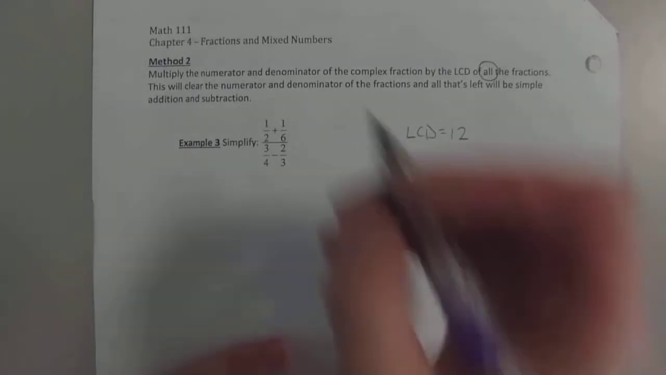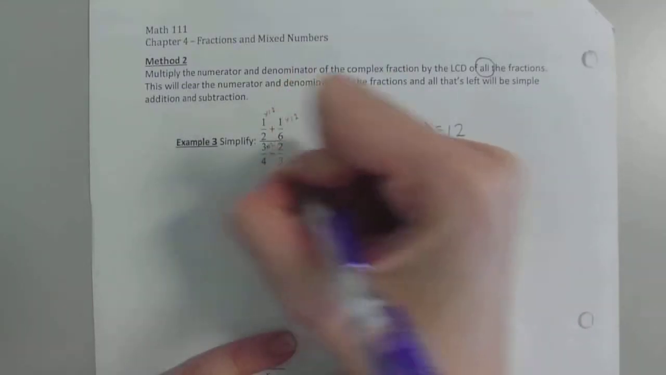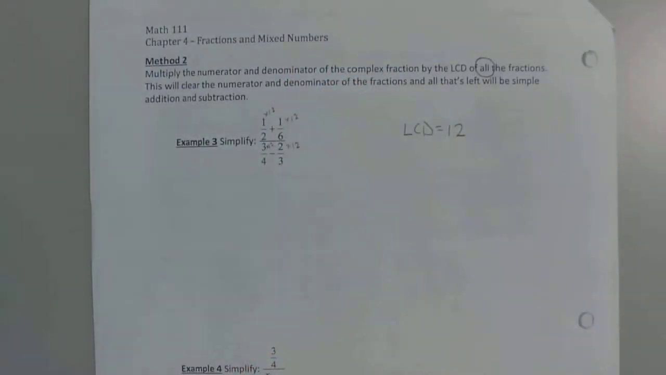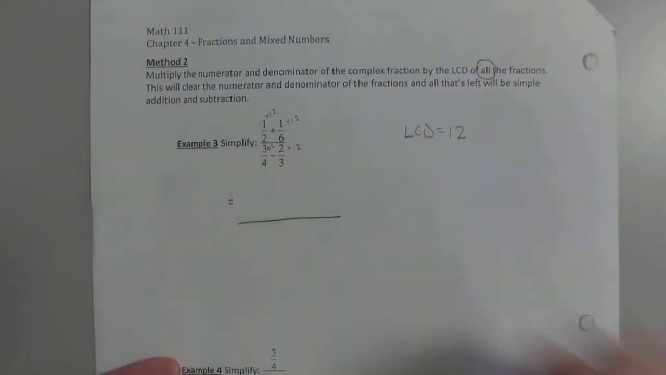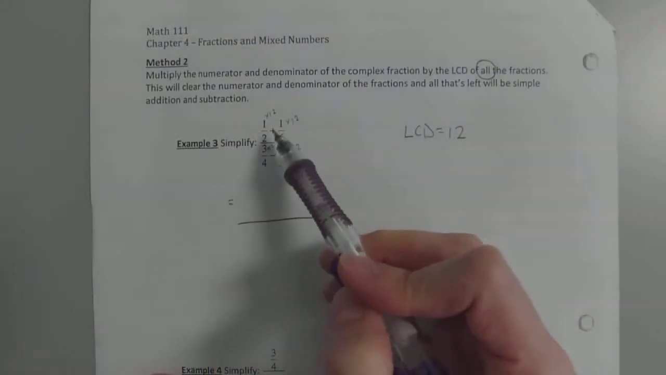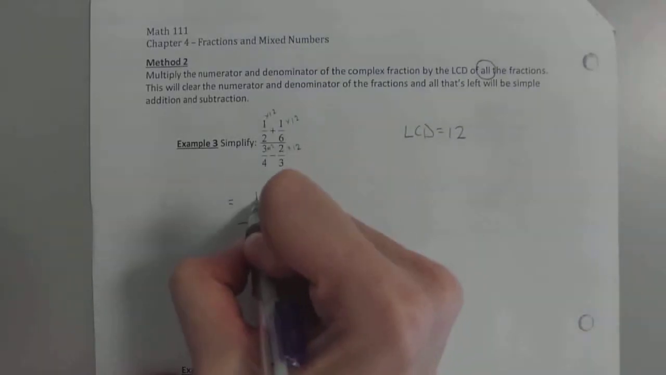So what we're going to do is take each of these fractions and multiply by the LCD. So we're just going to multiply the top by 12 on all of these. I know it's kind of small, but I'm just going to multiply all the tops by 12. That's all I'm doing. You're like, well, why am I doing this? Wait and see what happens.